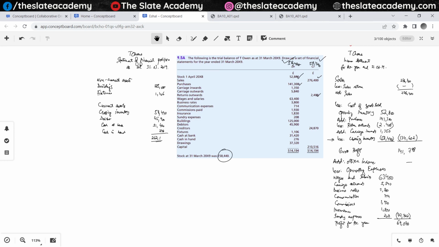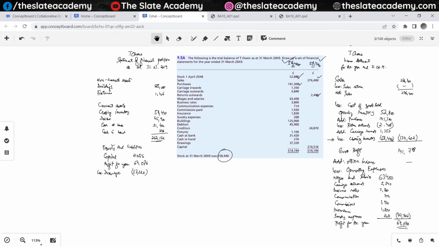Quickly for equity and liabilities. Capital is how much? Capital is 210,516. We add profit for the year. How much is profit for this year? 64,076. I should have put a double line below it. And then I've got drawings. How much are drawings? 37,320. These would be deducted, less.